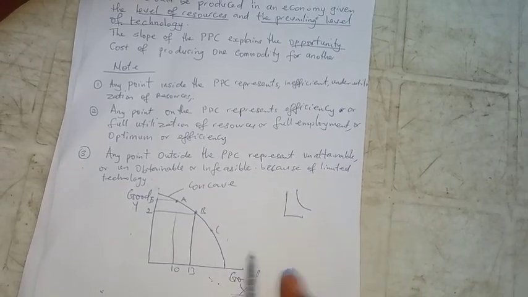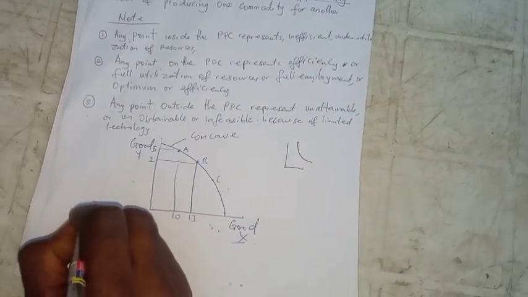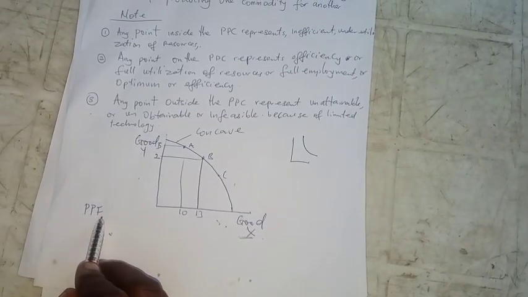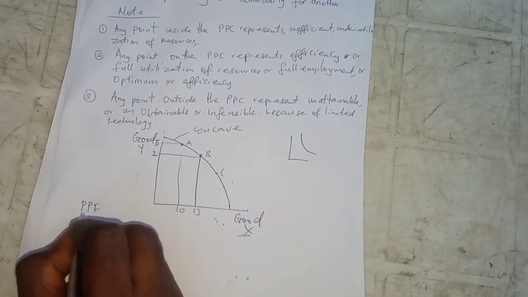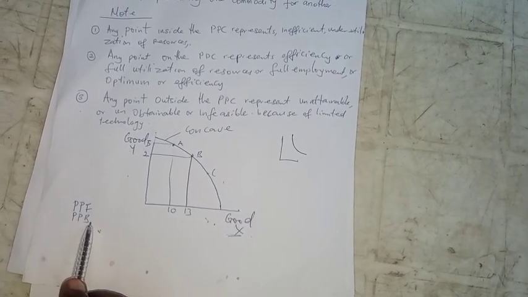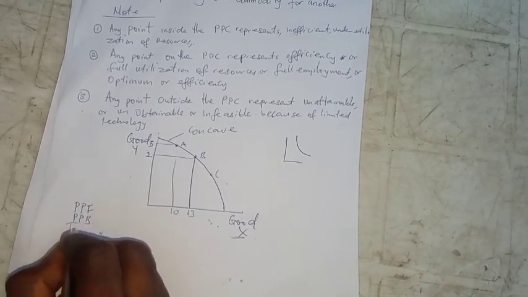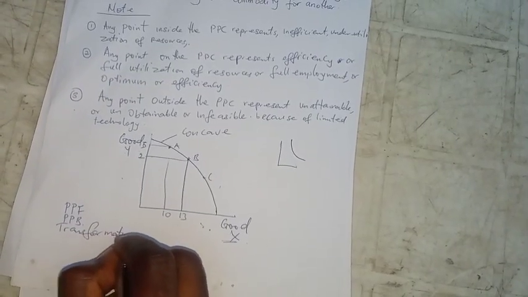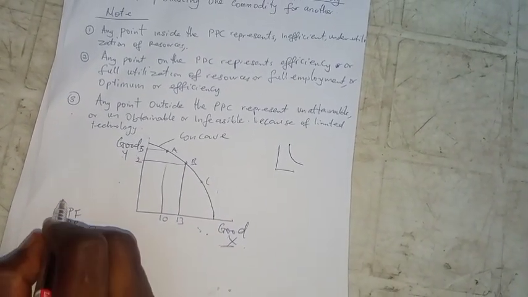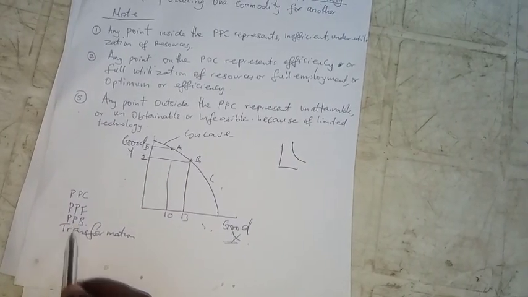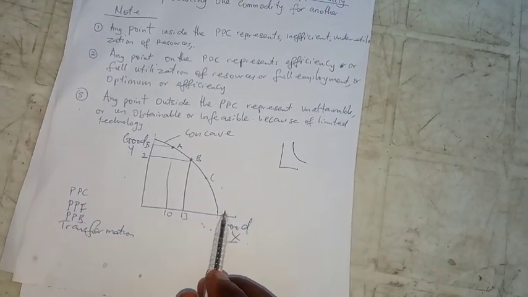There are different names the PPC is called. It can also be called PPF, which means production possibility frontier. It can also be called PPB, which means production possibility boundary. It can also be called transformation curve. Those are other names that it can be called.